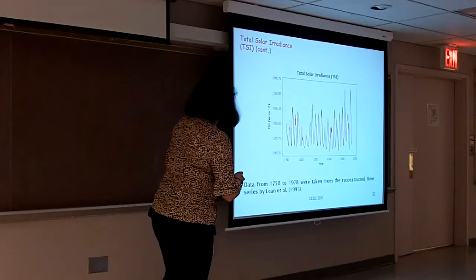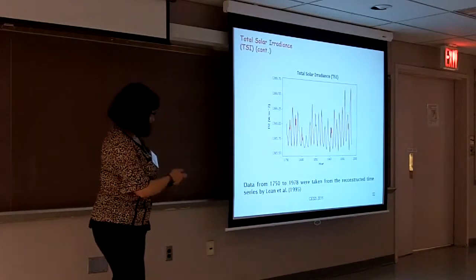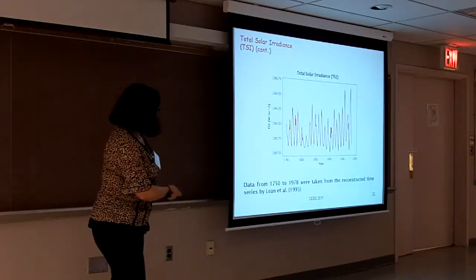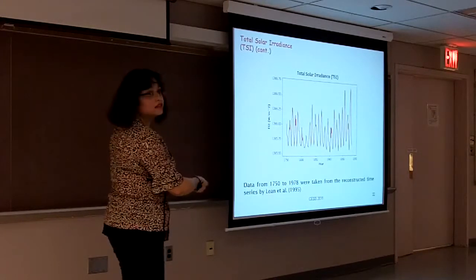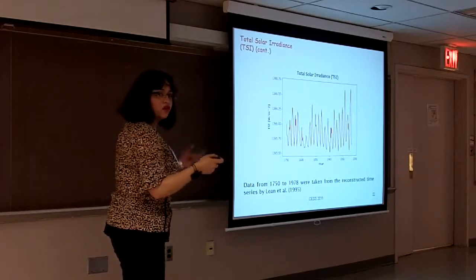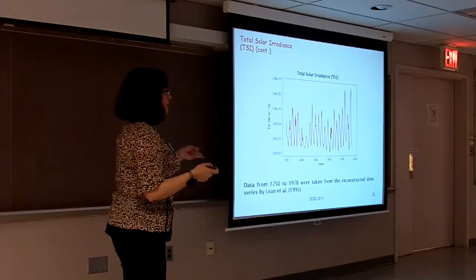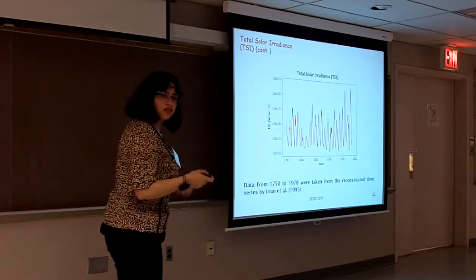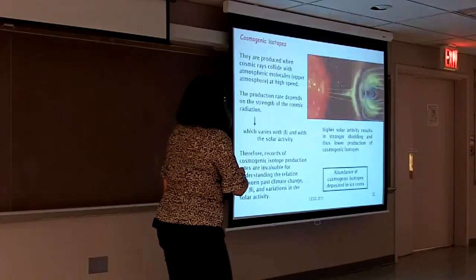So that's the point. From 1750 to 1978, we are taking the values from the reconstructed time series by Lean. This person is taking other proxy variables. In fact, she's taking, I think, the isotope records for that, and she's going back with this type of data. So what about the isotopes?